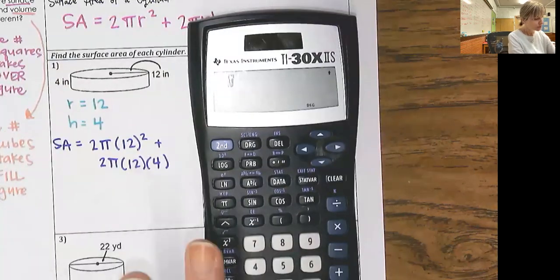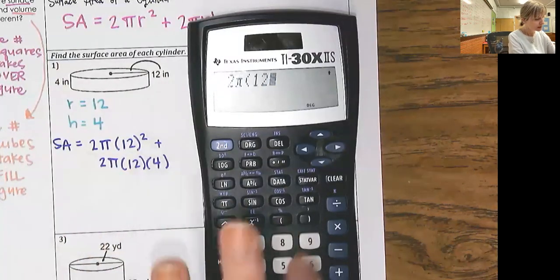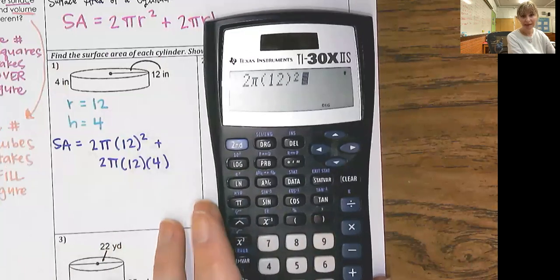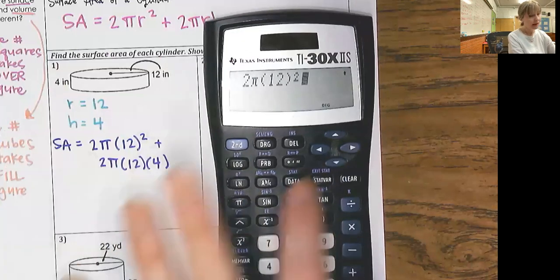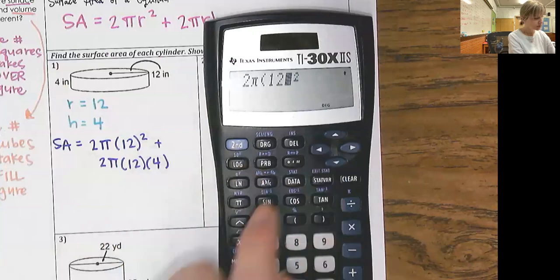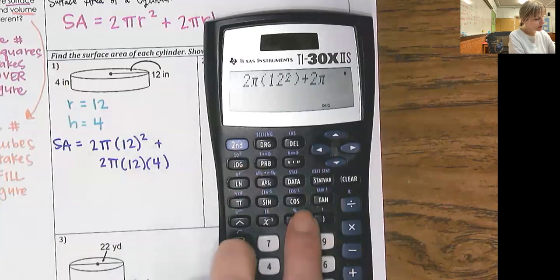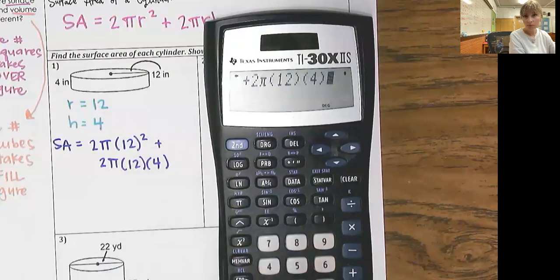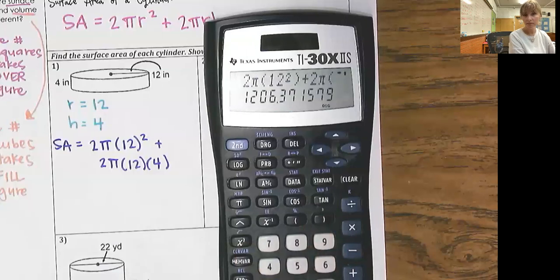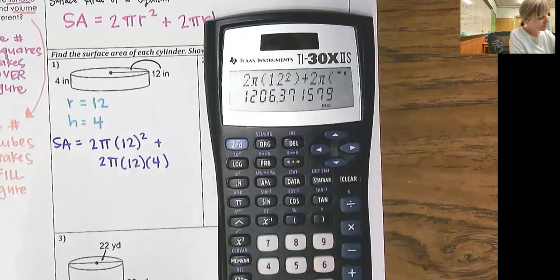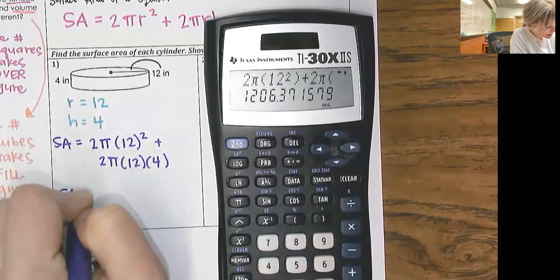Here we go. 2 pi r squared. I'm typing it exactly how I wrote it. And actually, it doesn't matter if that squared is inside the parentheses or outside of it. It's all fine. 2 pi r squared plus 2 pi r h. See that? Bam. Okay.